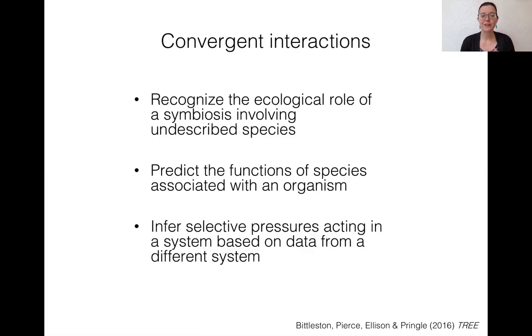You can also infer selective pressures acting in one system based on data from another system. So for example, if we know a lot about the ant-plant interaction in South America, and we know that the selective pressures driving that association for the ants are a need for housing, and for the plants are a need for protection from herbivores, then we may be able to infer that those similar selective pressures are probably also acting to form that same interaction in Southeast Asia.